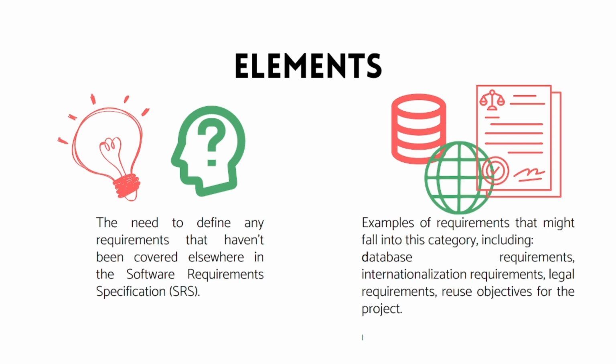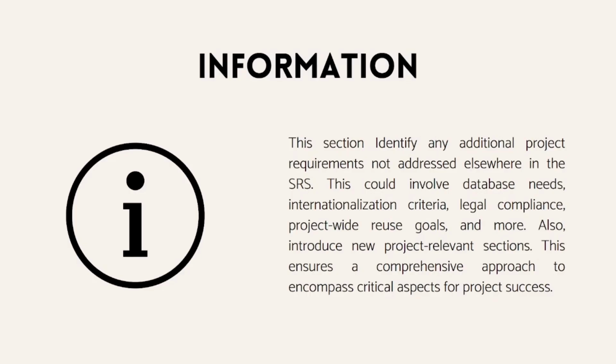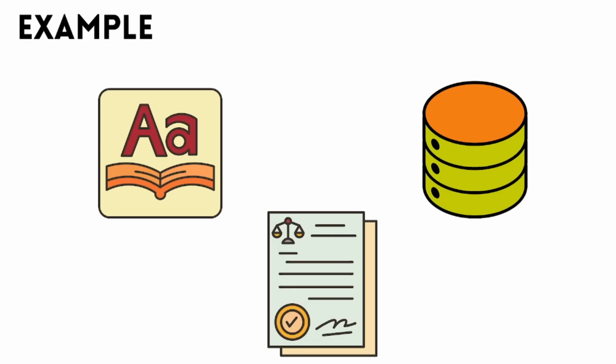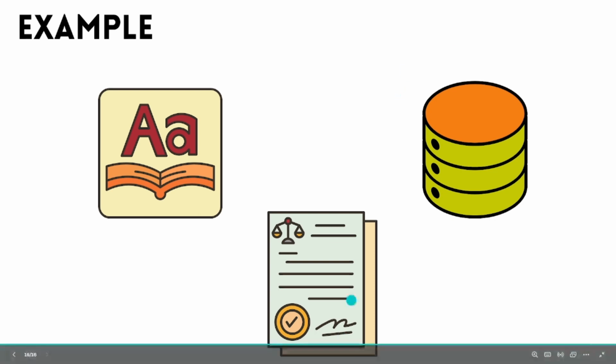This section identifies additional project requirements not covered elsewhere in the SRS, including database needs, internationalization criteria, legal compliance, project-wide reuse goals, and more. It also introduces new project-relevant sections to ensure a comprehensive approach that encompasses critical aspects for project success. For example, for our systems, we establish English and Spanish for each segment that is going to interact with the documentation and system. Also, we acknowledge the legal regulations and data requirements.